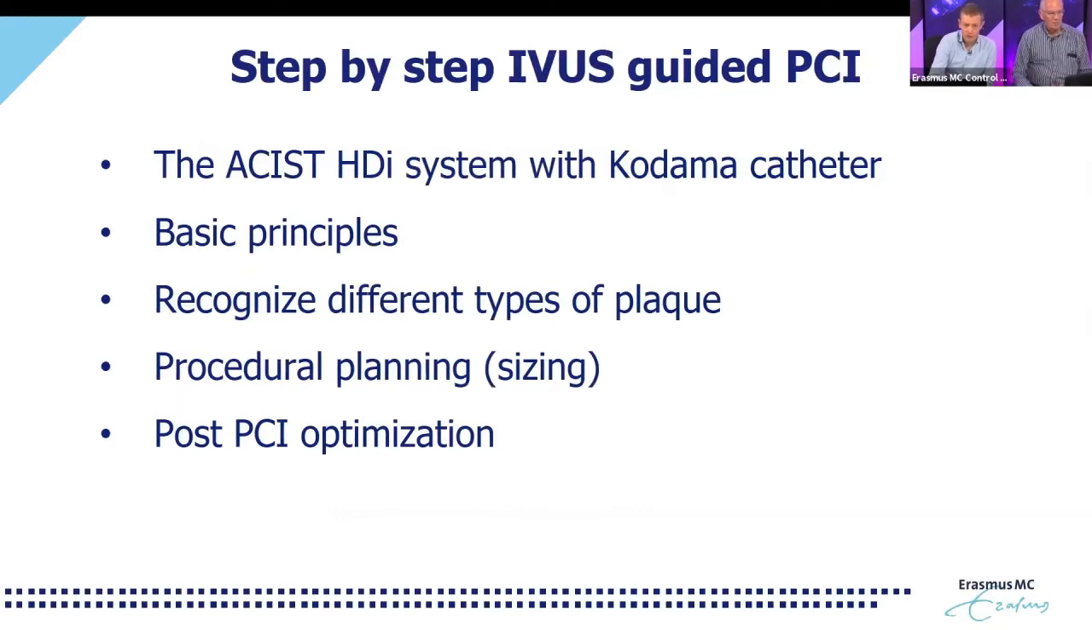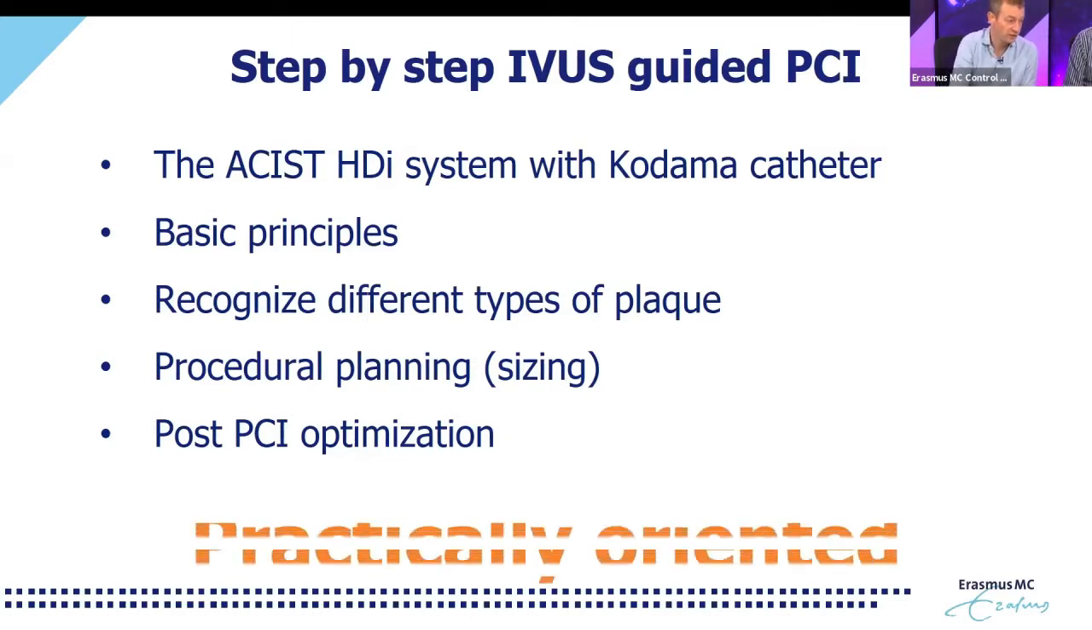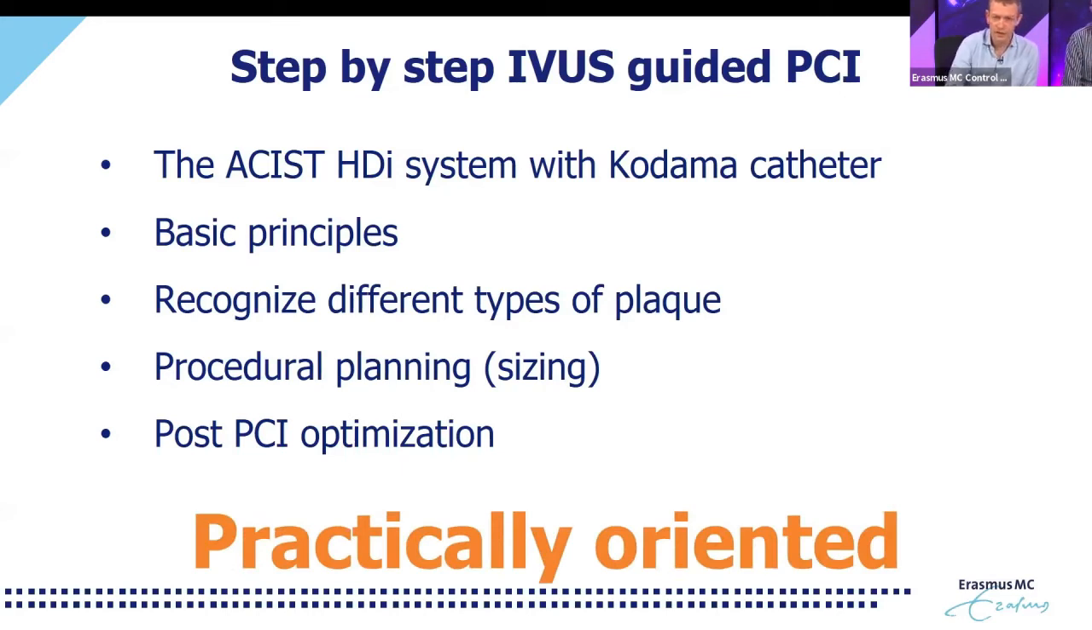As you might have seen in one of the previous editions of our webinars, what we would like to do is to provide you with a step-by-step IVUS guided PCI guide. Using the ACIST HDI system with the Kodama catheter, we will try to show you the basic principles of IVUS, help you to start learning and recognizing the different types of plaque that you might encounter, guide you through procedural planning and stent sizing, and subsequently help you to adjudicate the post-PCI result as visualized with the help of the HD IVUS system. The idea of the course is to make it very practically oriented.